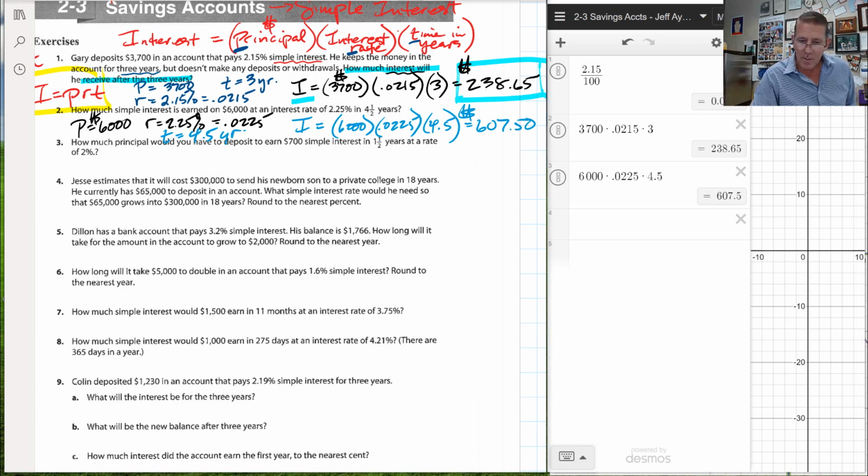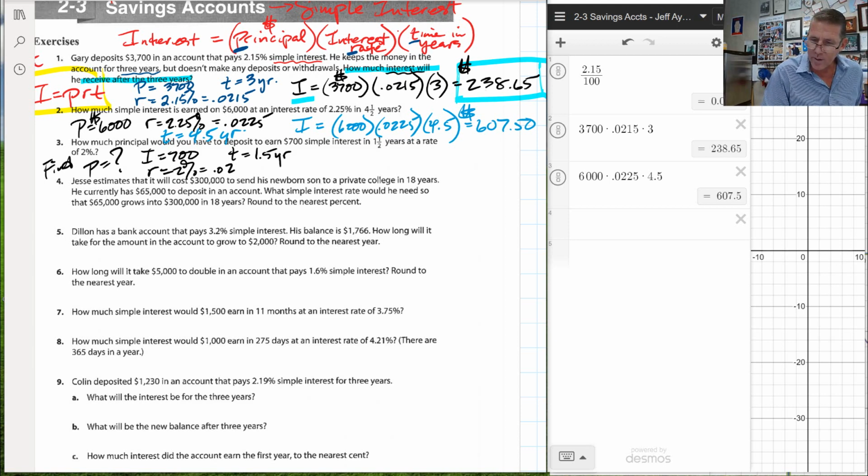Number 3, how much principal would you have to deposit to earn $700 simple interest in 1.5 years at a rate of 2%? What would the principal have to be? So here, you don't know what the principal is. You got to find P. All right, the principal. You don't know what it is, so you got to find it. But we do know some other things. So I here, I is 700. R, the interest rate, is 2%. So 2% as a decimal is 0.02. And then T is 1.5. So T is equal to 1.5 years.